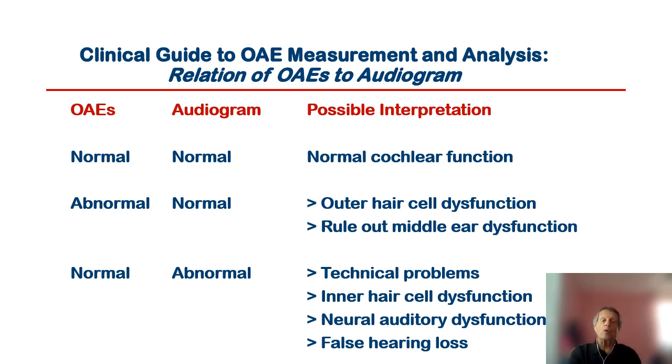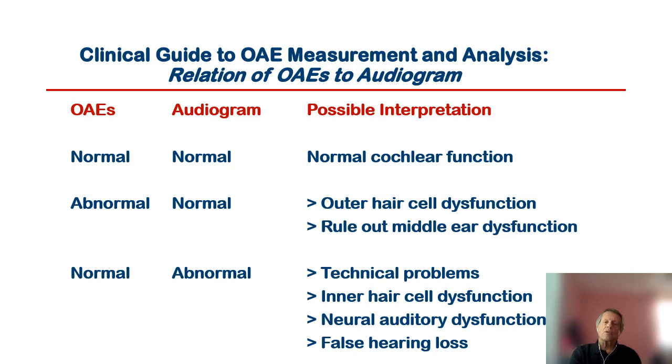The value of OAEs is they're totally objective, and they give us different information than you will receive from an audiogram. The audiogram is telling us basically, can the person hear faint sounds? OAEs, however, are providing physiologic information on the integrity of the outer hair cells in the cochlea. So in most cases, there'll be agreement. But in some cases, OAEs may be abnormal. You see this quite often.